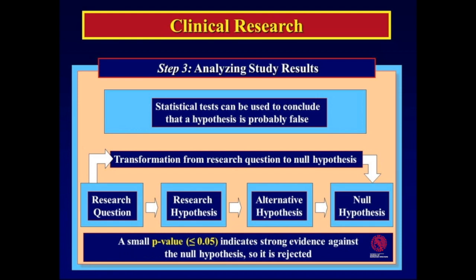Then a small p-value indicates strong evidence against the null hypothesis, so it's rejected. Again, because this is rejected doesn't mean that this is true. Truth has nothing to do with what we're discussing. The only thing that we know is this is rejected.